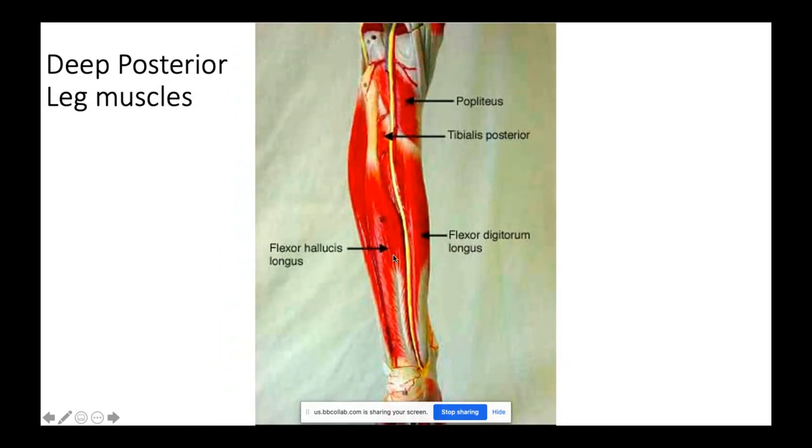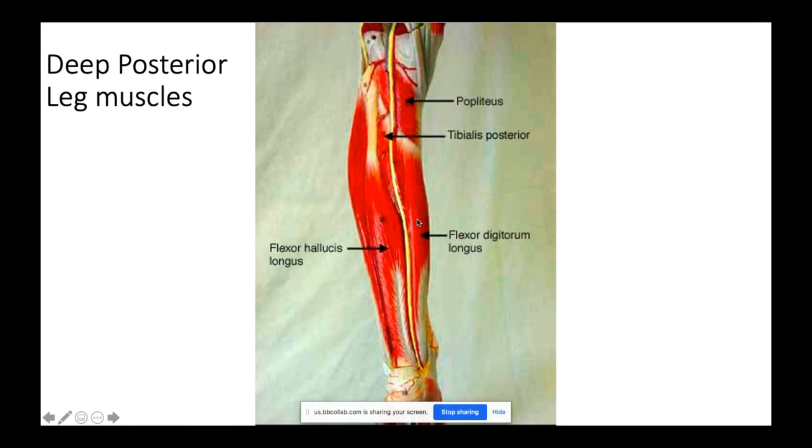Okay? So now we're looking at the posterior leg muscles. Okay, I know we're getting close to the end. Hang on there. So what we did here is we took off the gastrocnemius, we took off the soleus, and now we look at what's deep, behind the leg. There's a muscle here called the popliteus. We call it the key that unlocks the knee because it immediately rotates the tibia in order to allow the knee to flex.